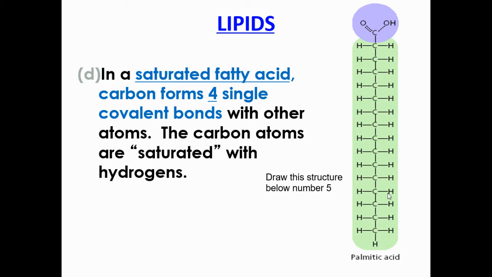So in a saturated fatty acid, carbon is going to form 4 single covalent bonds with other atoms. The carbon atoms are saturated with hydrogens. That means that they have the maximum amount of hydrogens that they can possibly have. In most cases, that's going to be 2 bonds with hydrogen. So each carbon is going to bond to another carbon and 2 hydrogens. Except for this last guy down here. He's going to get 3 hydrogens and just 1 bond to carbon. So that is completely saturated. You should see 4 single bonds.